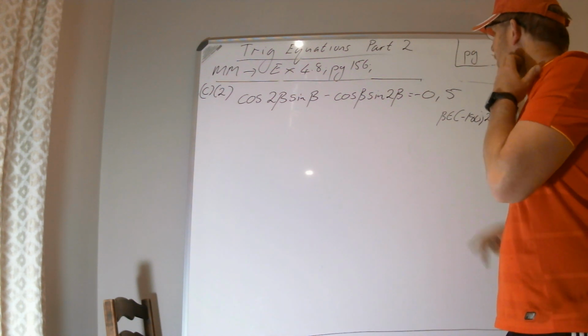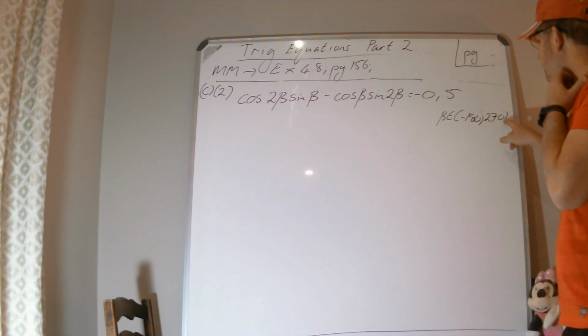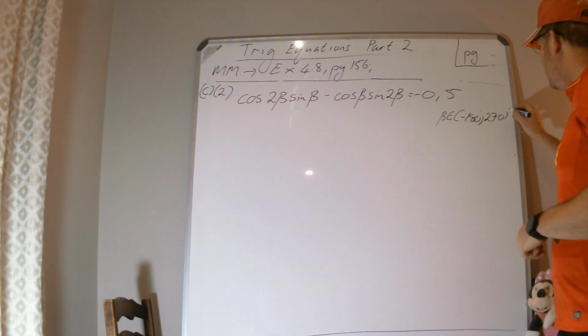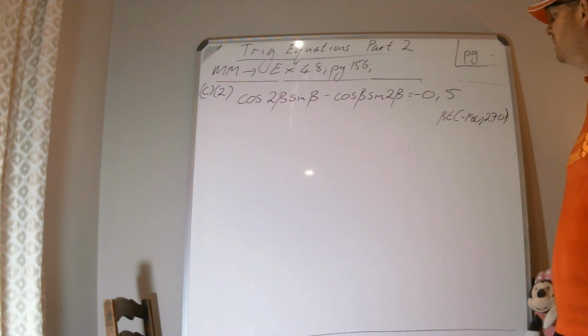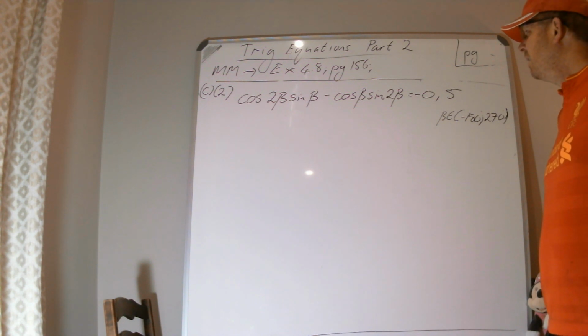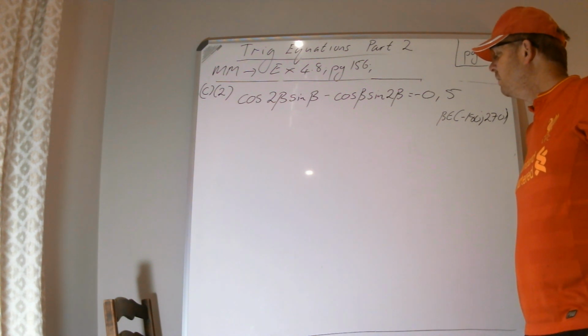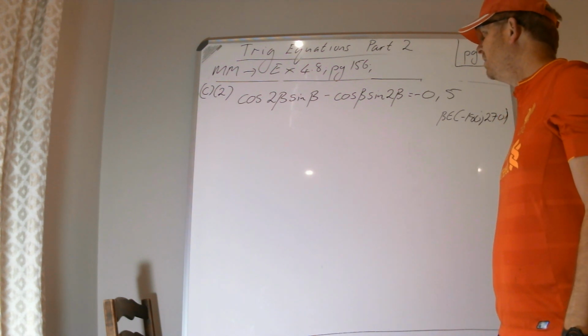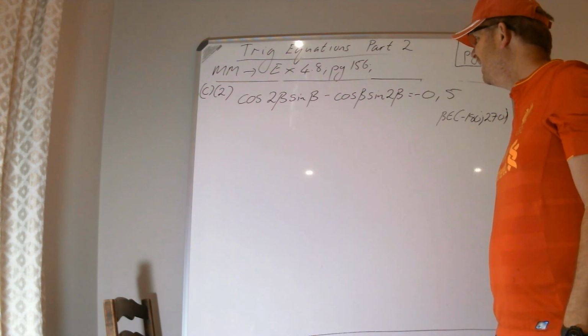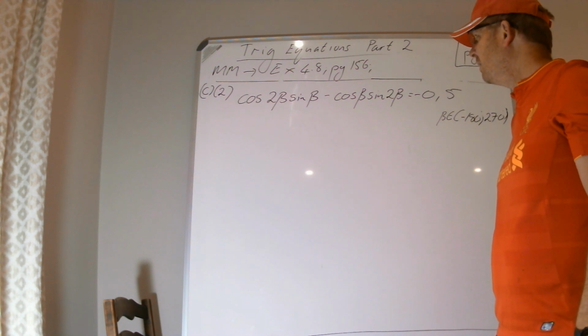Okay, humans. Now first, let's have a look at C2. It says solve for beta, an element of minus 180 to 270 degrees, given that cos 2 beta sine beta minus cos beta sine 2 beta is equal to negative 0.5. Now, when I first did the sum, I used double angle formulas, and I got it right. But there's an easier way to do it. I just thought about that now, and that is to use a compound angle formula.